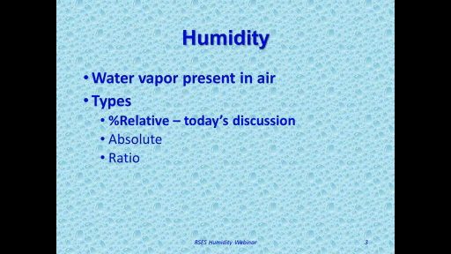Humidity. Humidity is vapor. That's water vapor, and it's present in the air. Types of humidity are percent relative humidity, and RH is the abbreviation. That's going to be the basis of today's discussion. There's also absolute and ratio humidity, and a couple of other types that we won't mention.